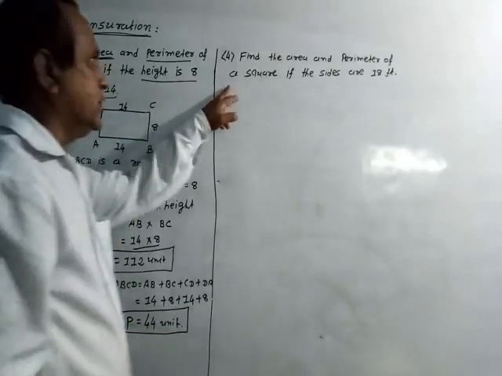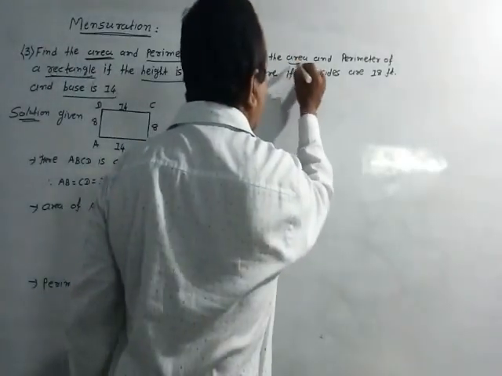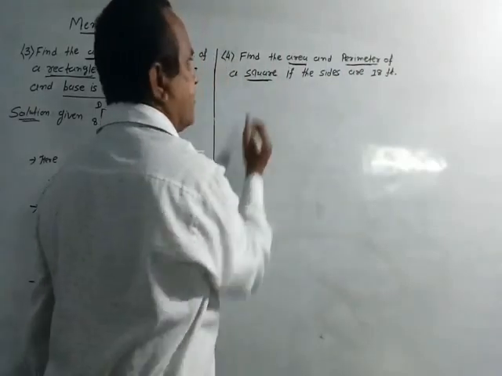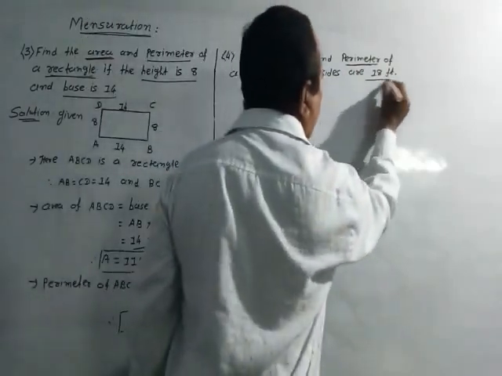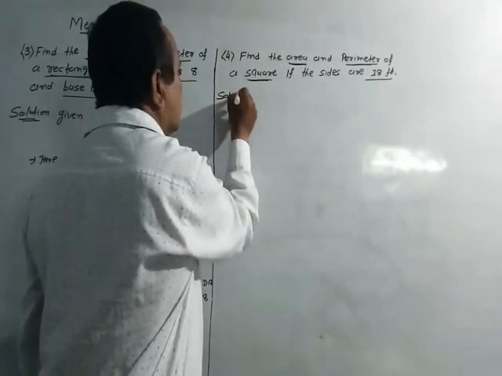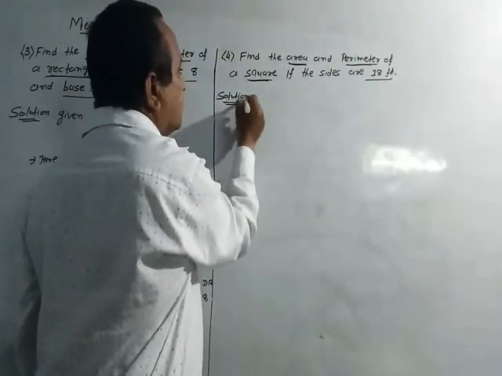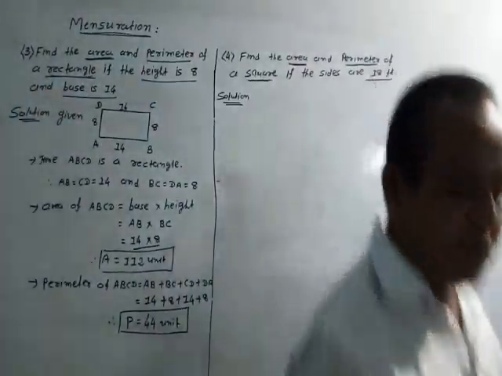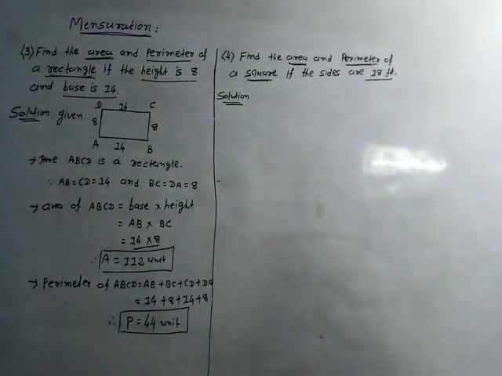Now fourth example: find the area and perimeter of a square. Sides are 18 feet. Similarly to example number 1, examples first and fourth are the same, and 2 and 3 are the same. Here given square.